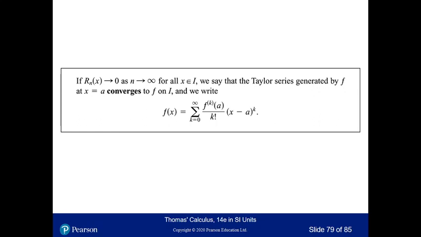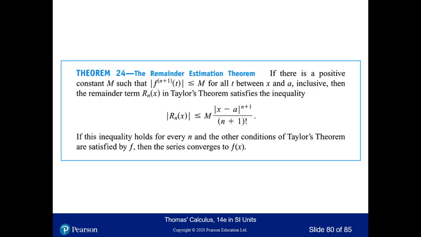What is special about this remainder? As n goes to infinity, it goes to 0 for all x in the interval. If R_n(x) goes to 0, then we say that the Taylor series generated by f at x equals a converges to f itself on that interval, and we write f of x is equal to this. But we want to make sure that R_n(x) goes to 0 on an interval as n goes to infinity.